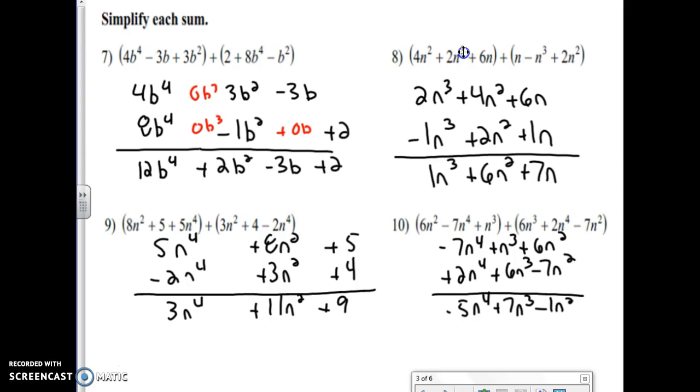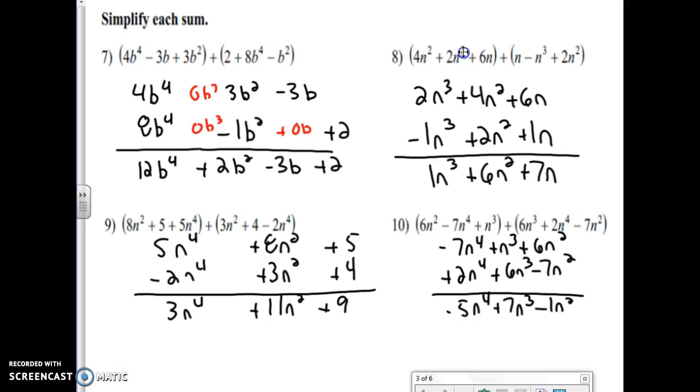Number 8, I got 1n cubed plus 6n squared plus 7n. For number 9, I got 3n to the 4th plus 11n squared plus 9. For number 10, I got negative 5n to the 4th plus 7n cubed minus 1n squared.